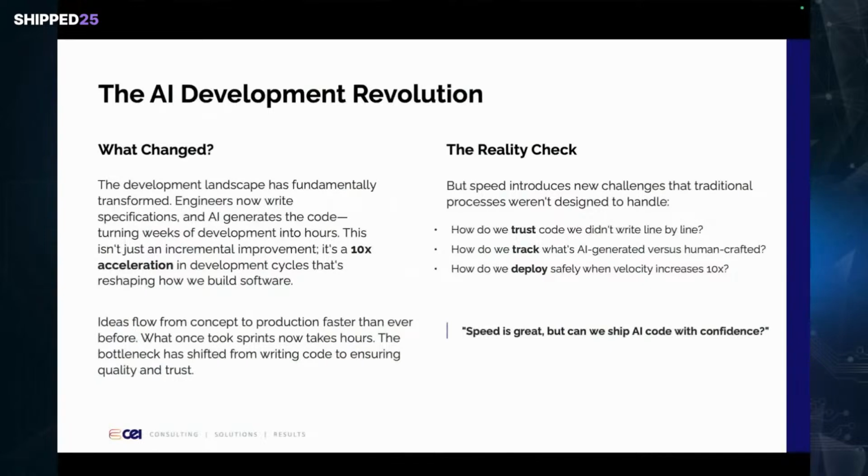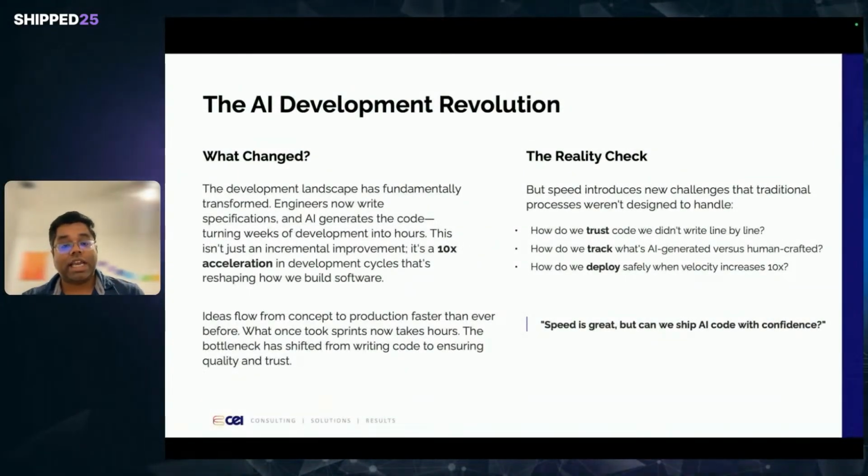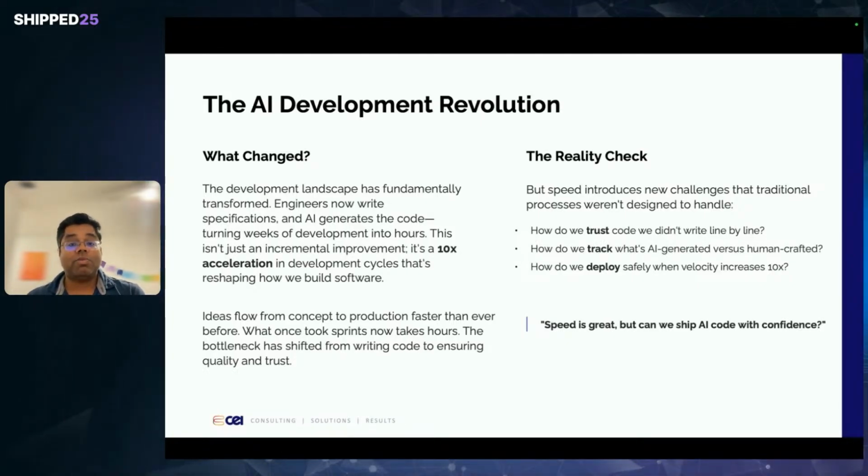So where we are right now, the AI development revolution: what really changed? The development landscape has fundamentally transformed. Developers are now writing code using GitHub Copilot or any AI-powered development tool. They are writing specifications rather than code, so that the AI agents can understand the specification and generate the code. This is turning weeks and weeks of development into hours. This is not just an incremental improvement. This is a 10x acceleration in the development cycle. That's how it's reshaping the entire software development lifecycle.